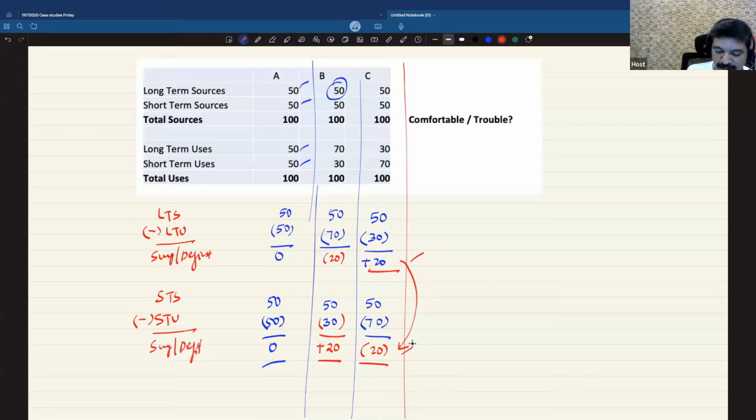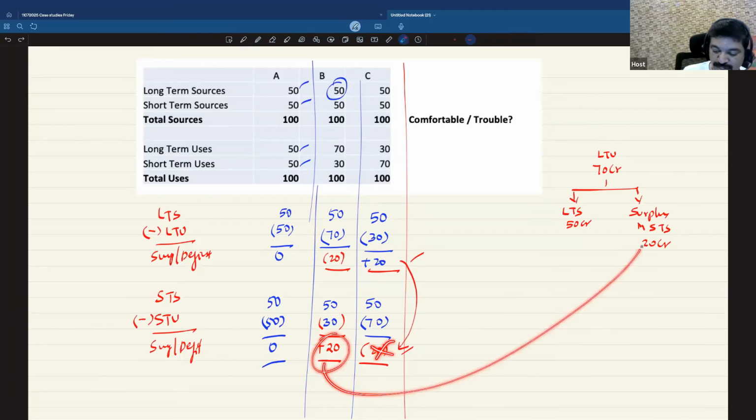Okay. But the real problem is with company B. Why? Because company B has invested 70 crore in long-term use. And for that, the corresponding sources are the long-term source of 50 crore, which is this, and the surplus in short-term source of 20 crore. This is really, really bad.